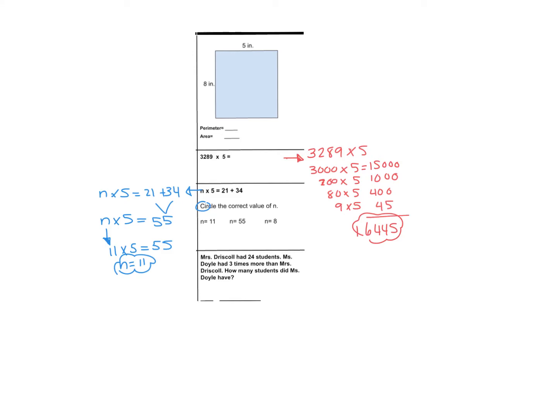Okay, kiddos. So I have the multiplication question here. I split them apart and then put them back together. And here is the balancing question.